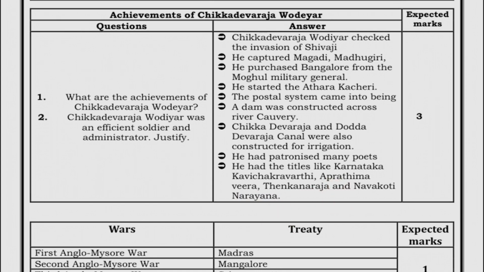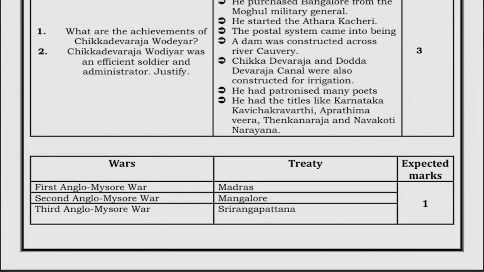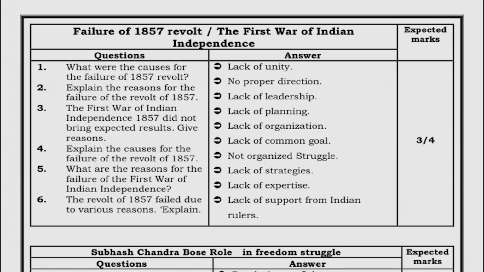Very important. Which are the important wars and the treaties? We can expect it for 1 mark. First Anglo-Mysore War ended with the Madras Treaty. Second Anglo-Mysore War, Treaty of Mangalore. Third Anglo-Mysore War ended by the Treaty of Srirangapattanam.